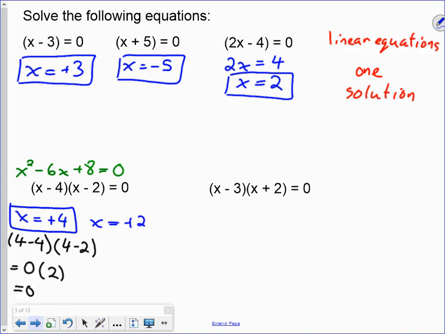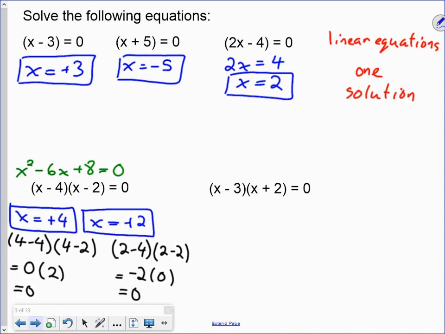Because if I sub in x equals positive 2, I'm going to get 2 minus 4 times 2 minus 2 equals negative 2 times 0, which is 0. So there are two values of x that we can sub into this equation that are going to make that left-hand side equal right-hand side, or are going to satisfy the equation.